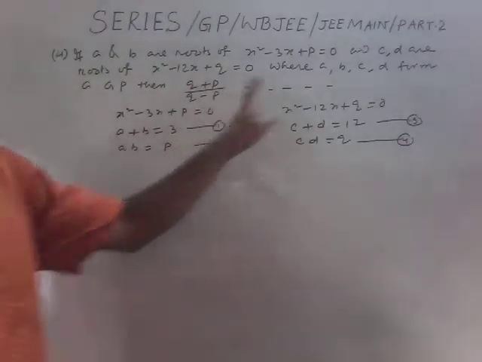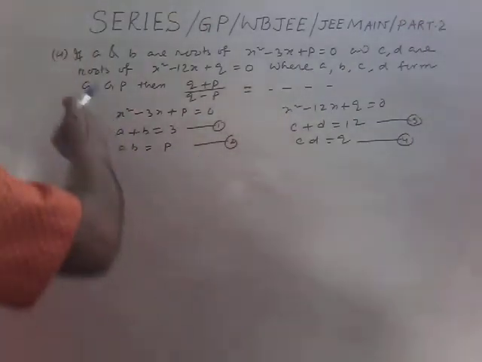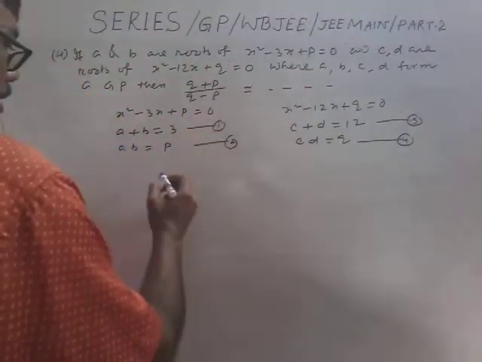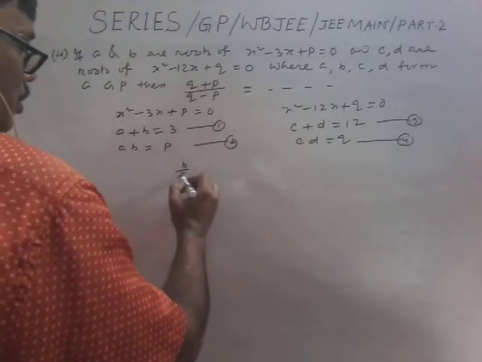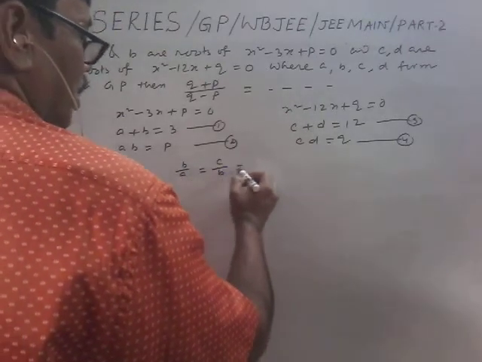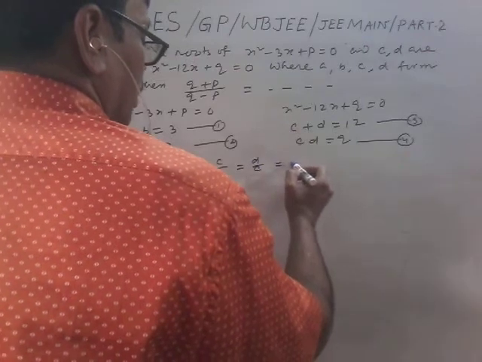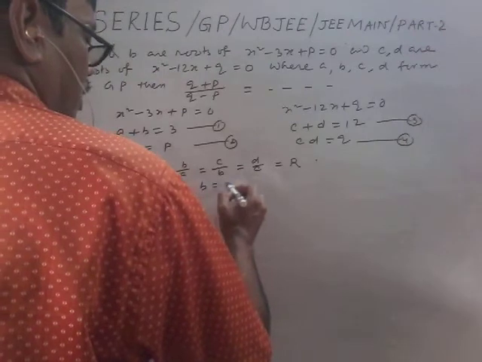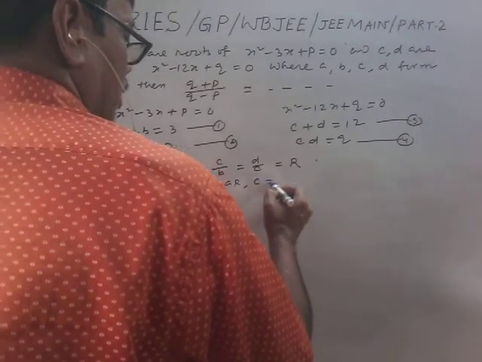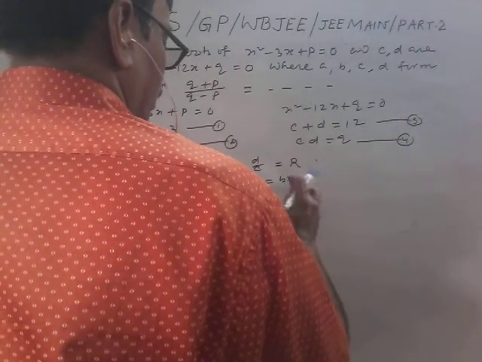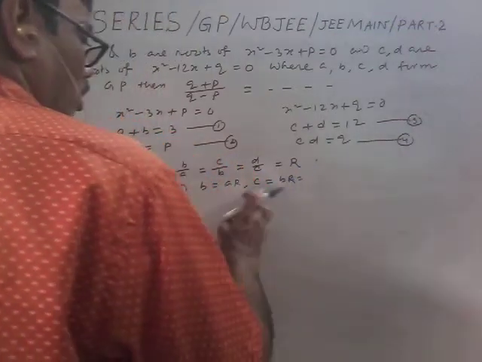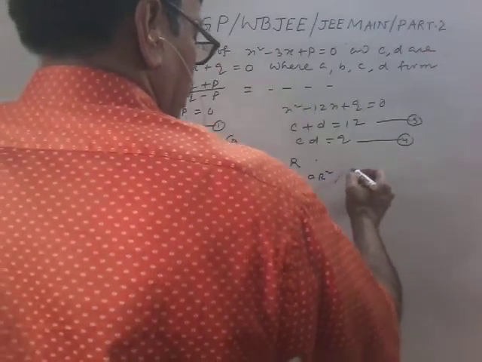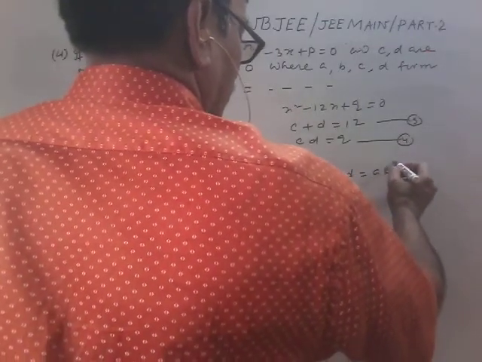Now it is given that a, b, c, d form a GP. Actually it is an increasing GP. So a, b, c, d are in GP. So b by a, c by b, d by c equals r. So what is b? b equals ar. c equals br, that is ar square. Similarly d equals ar cube.